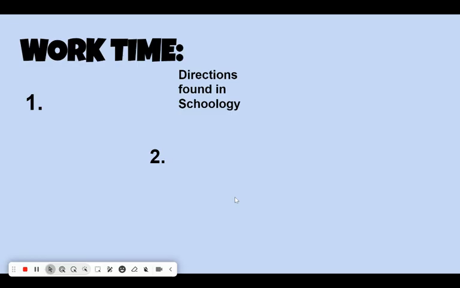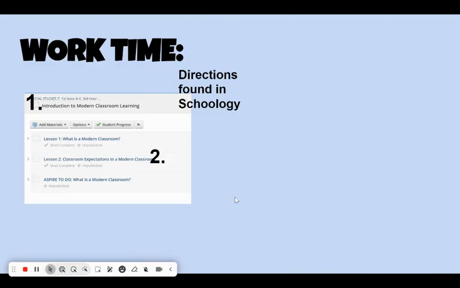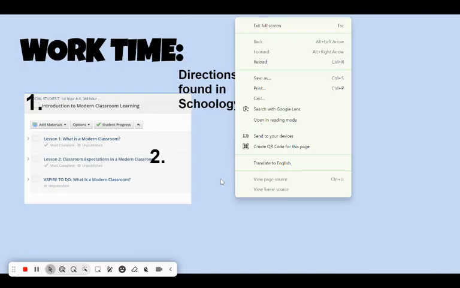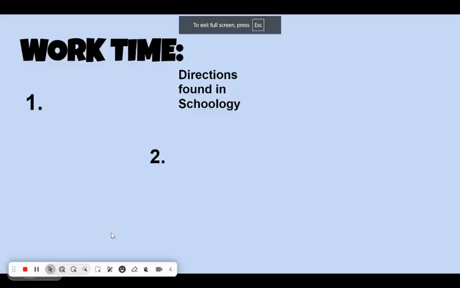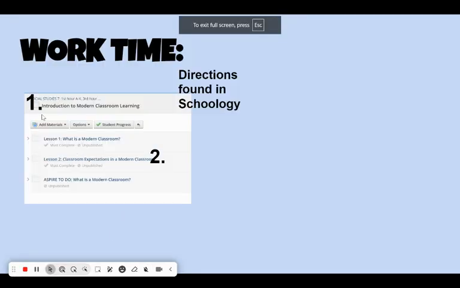So the first bullet point says lesson directions are always found in Schoology. So make sure you write in the word Schoology. That is your go-to. That's where you're going to find everything. Each lesson has, sorry about that, you guys. Each lesson has a folder.